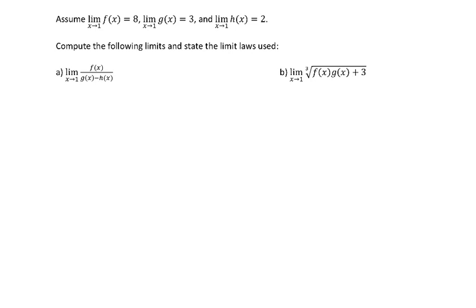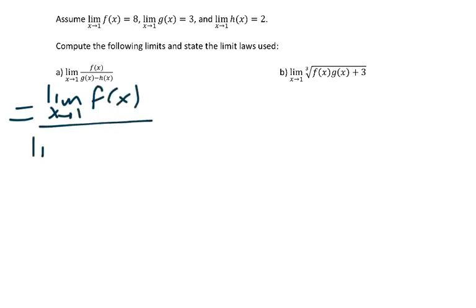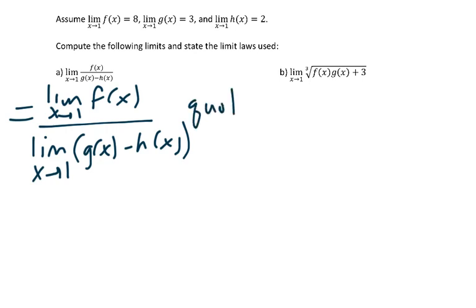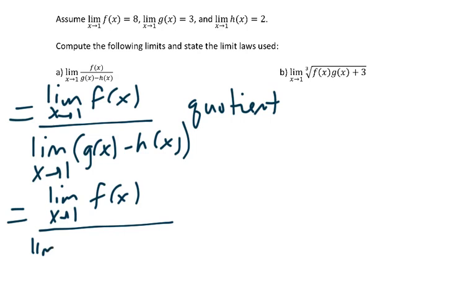So I'm going to use my limit laws, and the first one I'm going to use is the quotient, and that allows me to break this into two separate limits. And that was quotient. Okay, so then what I'm going to do next is use the difference on the denominator. So I'm going to write this as limit as x goes to 1 of f of x divided by limit as x goes to 1 of g of x minus limit as x goes to 1 of h of x. And that was the difference.